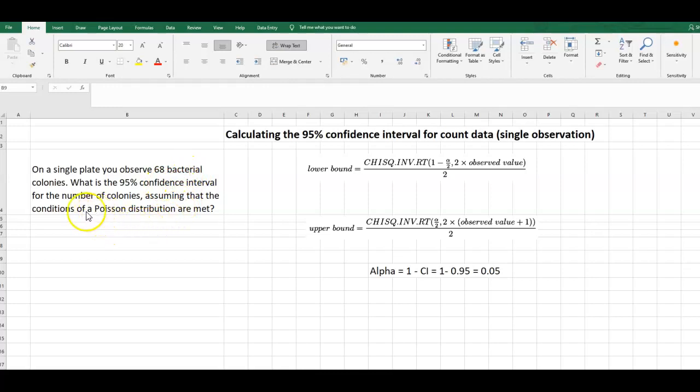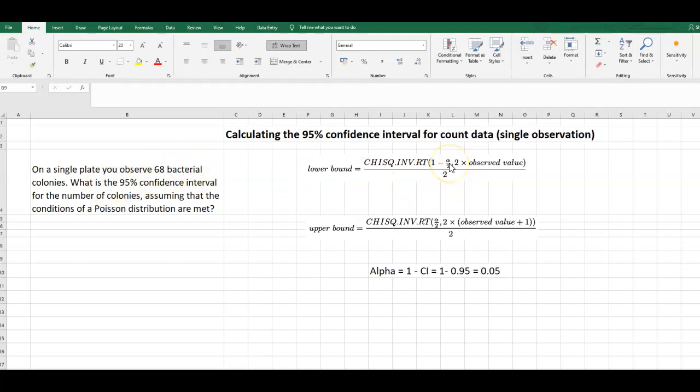And we assume that in this case the conditions of a Poisson distribution are met. So how can we do that? Well, we can use two equations here, and I'm in Excel. These are the equations for Excel, so we can calculate the lower bound and the upper bound. All we need to know in these equations is the alpha, the significance level, and the observed value. The observed value is our 68 bacterial colonies.